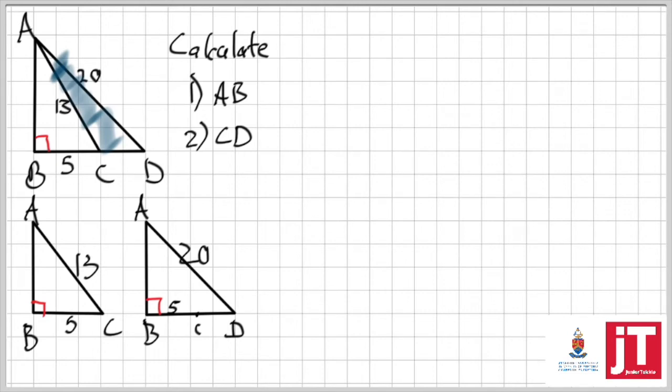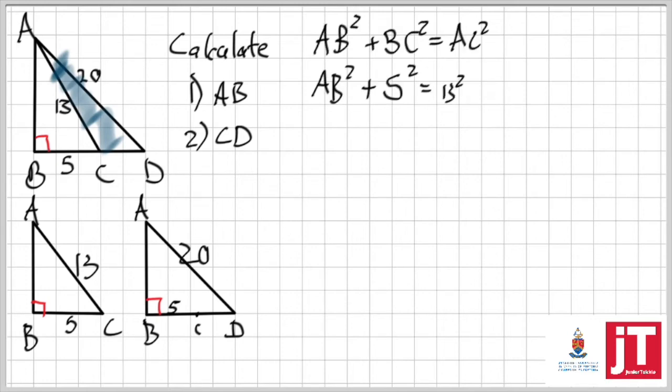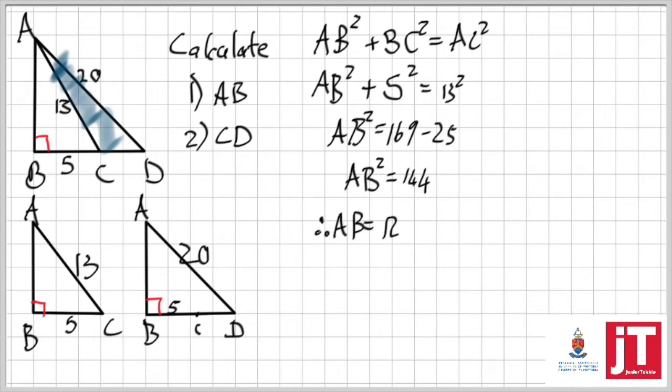So let's have a look at the first question. The first question is calculate the length of AB. So if I want to calculate the length of AB, well, there's a 90 degrees, so I can simply go towards Pythagoras. If I substitute in, I can go AB squared. Now I'm solving it, and I've got a length of AB as 12 units.